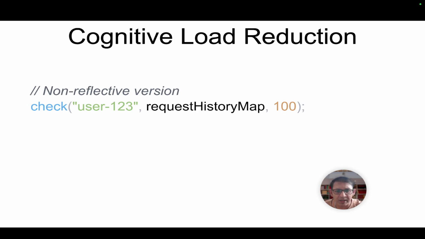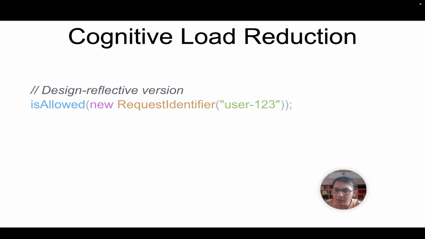Your brain is doing translation work, burning mental energy to decode the implementation details before you can even begin to understand the business logic. Now, compare that experience to reading this line. This version speaks for itself. The intent is immediately clear. We are checking if a request is allowed for a specific identifier.